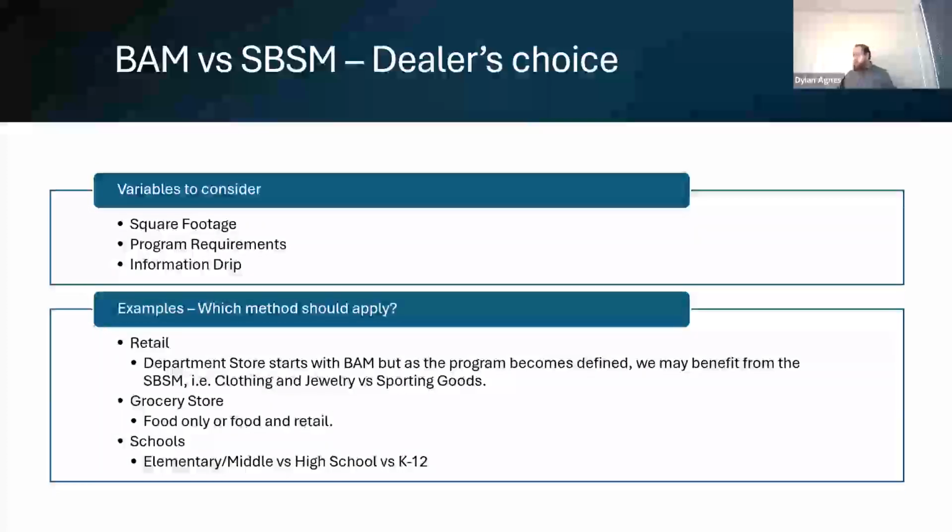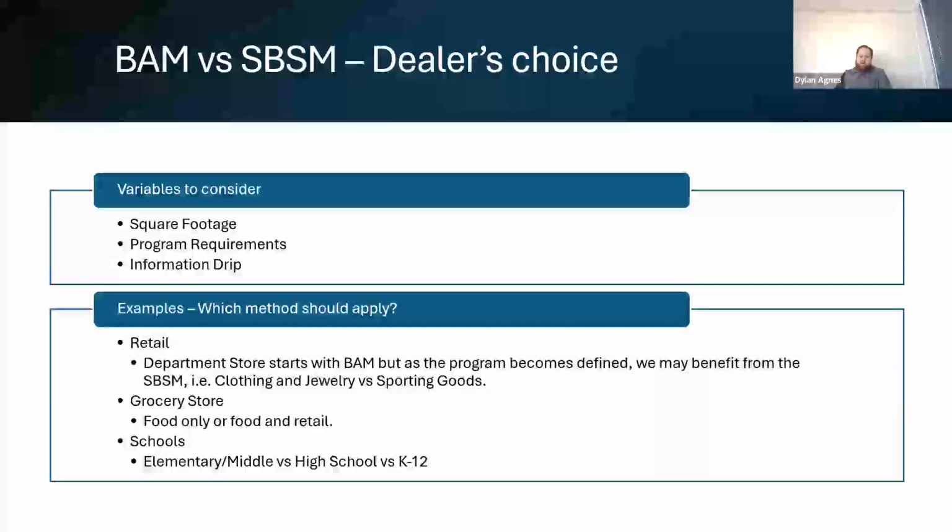So variables to consider is square footage. That's the biggest one. The bigger you are, the more productive the building area method is going to be, because the margin of error is acceptable. For smaller ones, you definitely want the space by space method to ensure you have proper allowance of wattage.